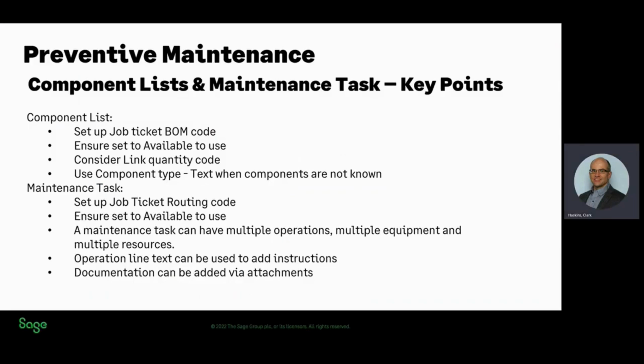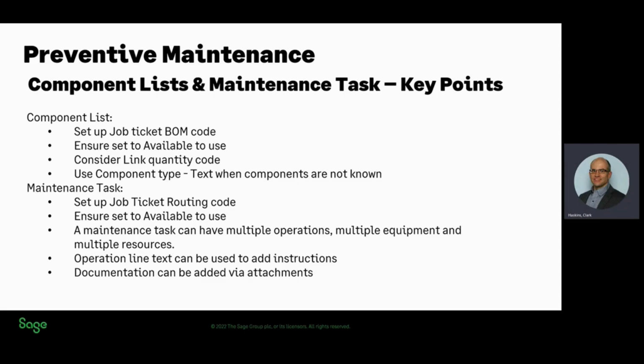So in summary, when implementing preventive maintenance in Sage X3, for the component list and the maintenance task, the key points are, for the component list, we've got to set up the job ticket BOM code. We need to ensure the component list is set to available to use to be able to use the component list on a job ticket. Consider the link quantity code and use component type text when components are not known.